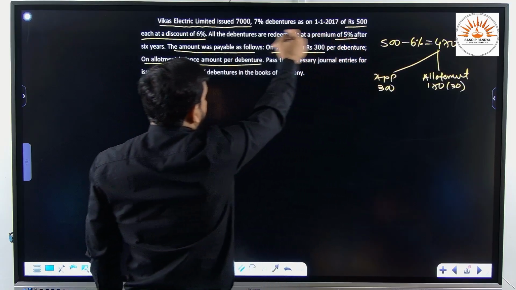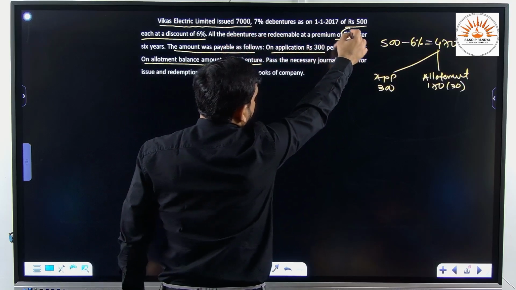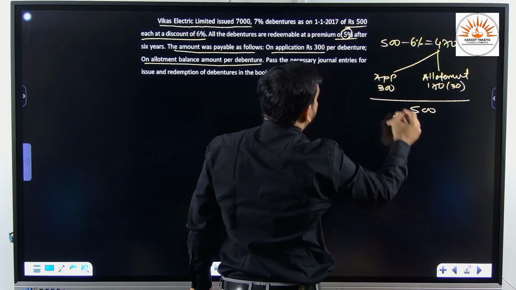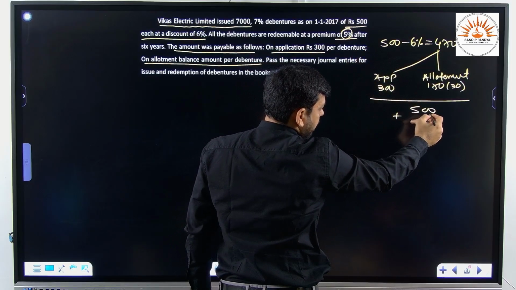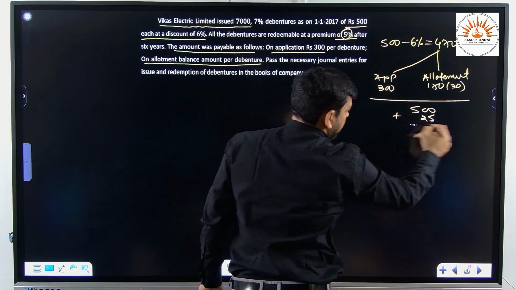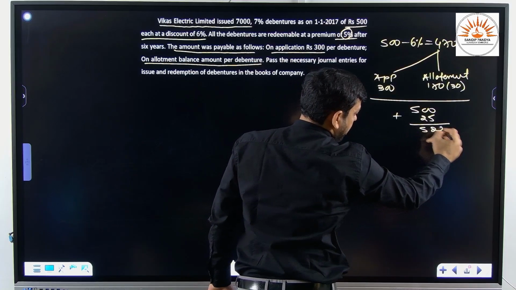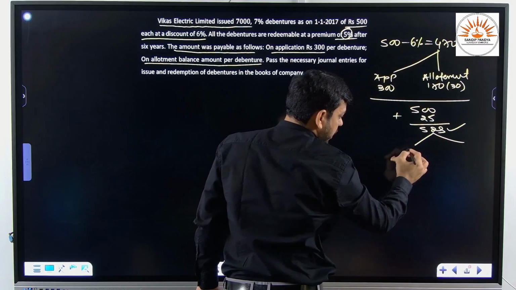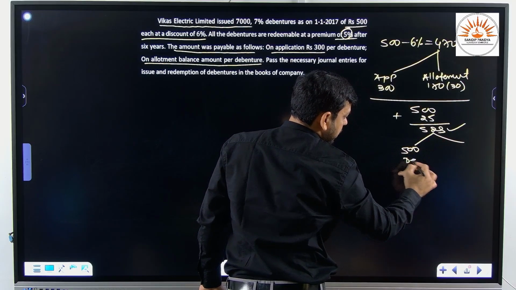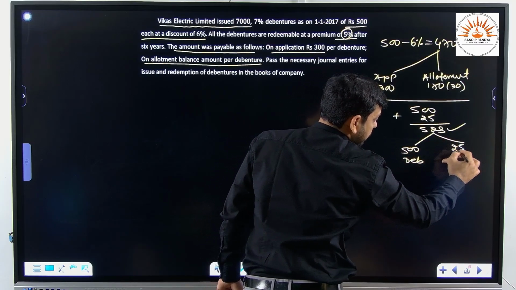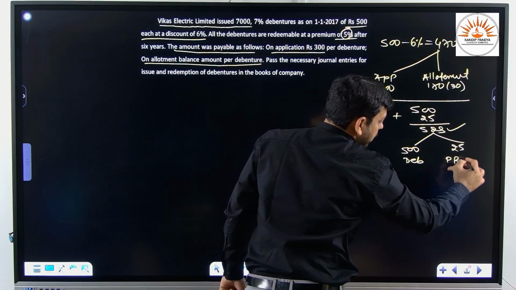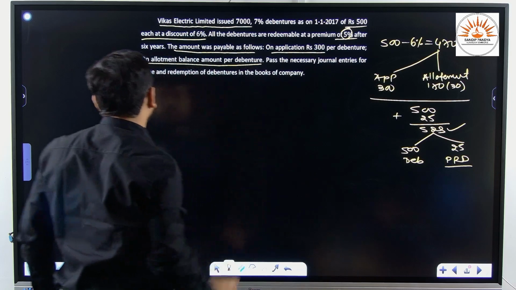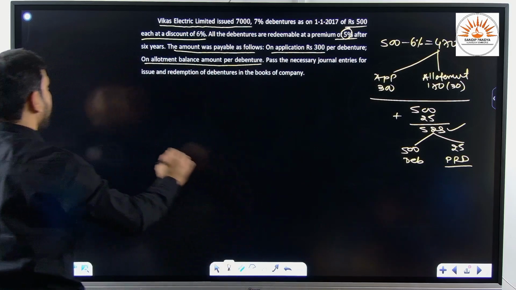As we can read further, these debentures are to be redeemed at a premium of 5%. So we know the value was 500, but with a premium of 5%, 5% of 500 will be 25. So finally 525 total value will be redeemed. Out of 525, as I told you earlier, 500 is for the debenture and this 25 is, we know, premium on redemption of debenture. Once again, premium on redemption of debenture. So sir, how shall we pass the journal entry? One by one, let me show you.